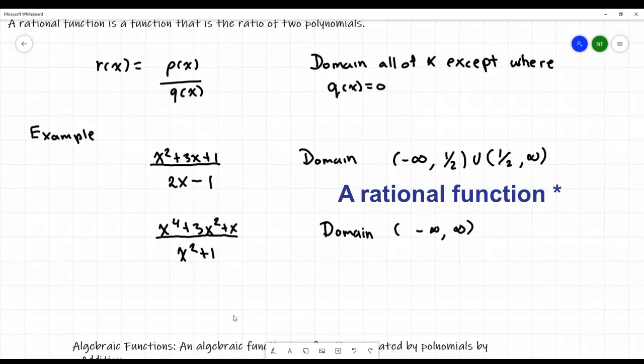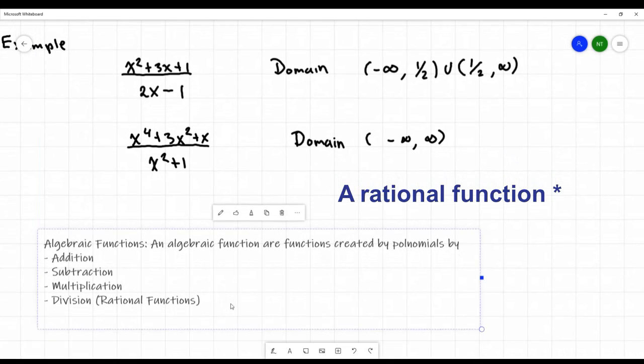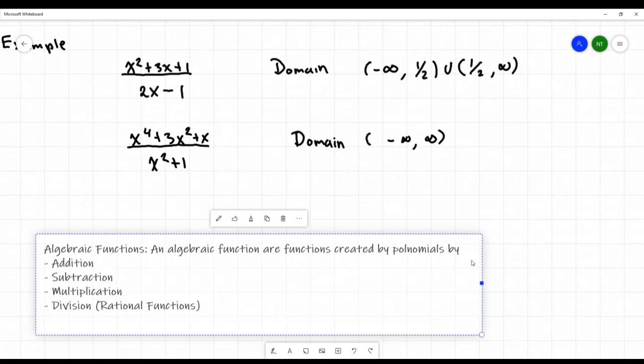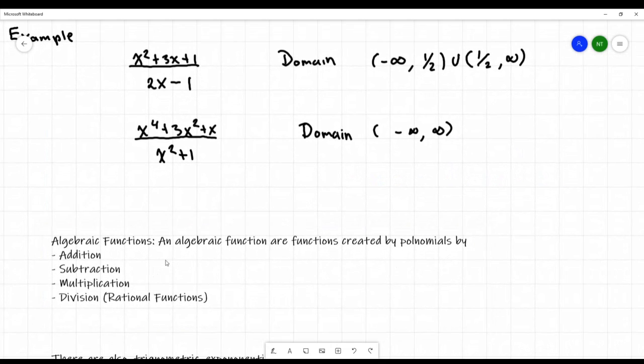Let's look at other functions that we're going to see. Other functions are algebraic functions. An algebraic function is basically the addition, subtraction, multiplication, or division of polynomials. Let me give you an example of an addition. If I did x squared + 3x + 1 plus x squared + 2x, this is an algebraic function.